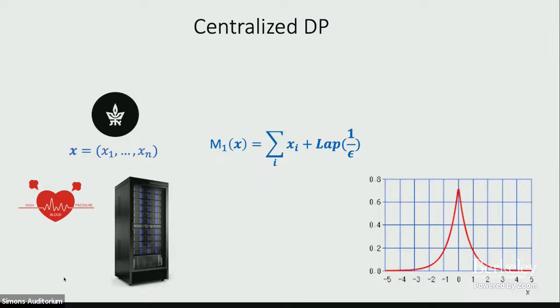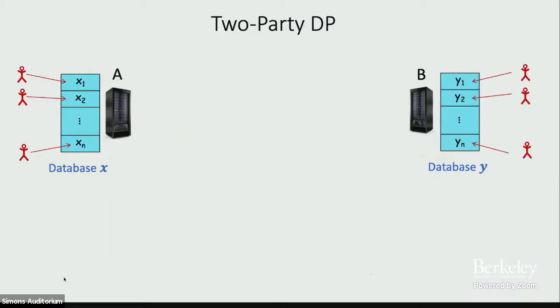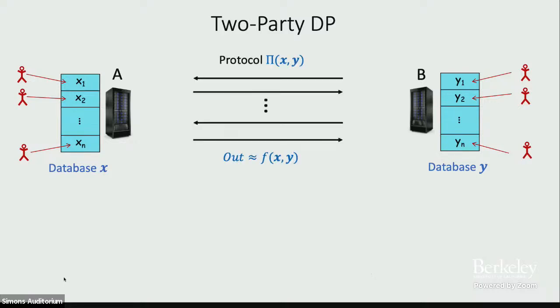This is an example of a differentially private mechanism in the centralized model, meaning we have one party that holds the entire database, and we want to publish some function of this database. But we can imagine a situation in which we have two parties. Alice holds one database and Bob holds a second database, and they want to compute a function on the joint data. So they want to communicate in order to output some function of both x and y.